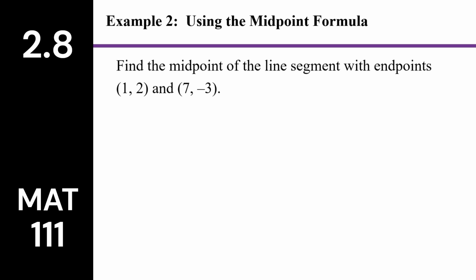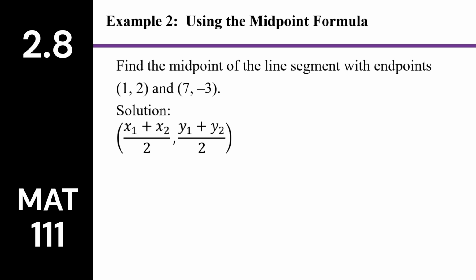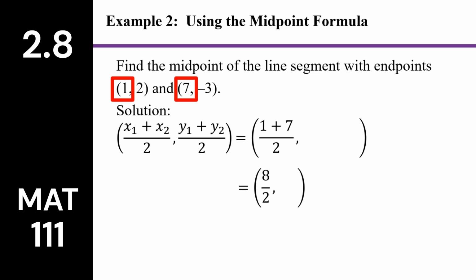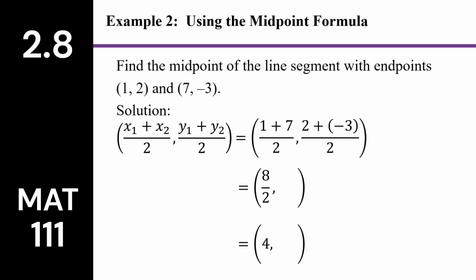To find the midpoint of these 2 points, we'll use our midpoint formula. We start by averaging the x values, so the x values are 1 and 7. When we add those up and divide by 2, we get 4. And then we'll do the same for the y coordinates. We add up the 2 and the negative 3. That gives us negative 1 all over 2. And so that simplifies to negative 1/2.